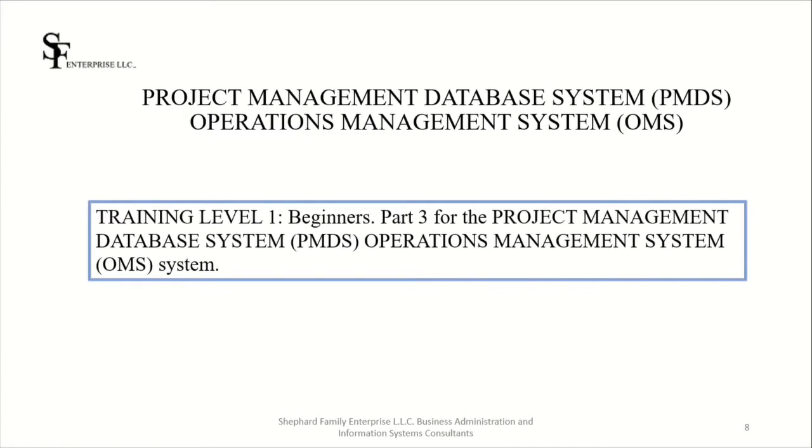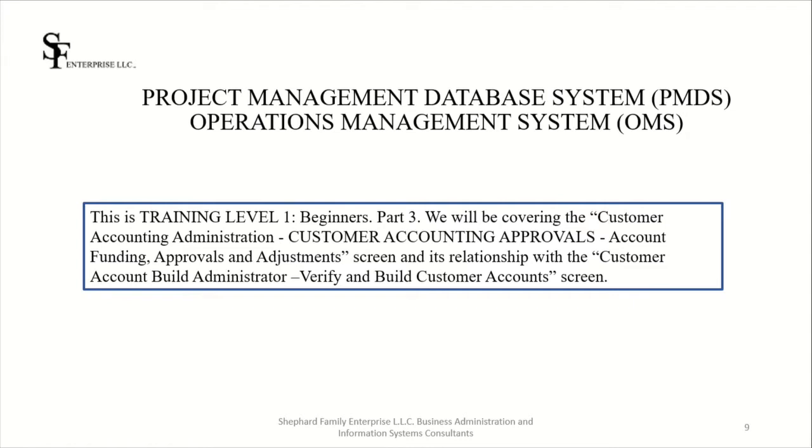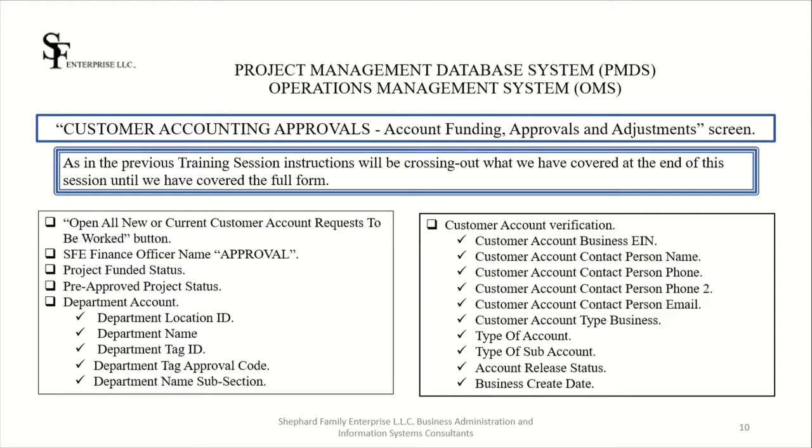Again, this is training level 1, beginners, part 3 for the Project Management Database System, PMDS, Operation Management System, OMS. In this training level 1, beginners, part 3, we will be covering the customer accounting administration, customer accounting approvals, accounting funding, approvals, and adjustment screen in its relationship with the customer account bill administrator, verify, and bill customer account screen.